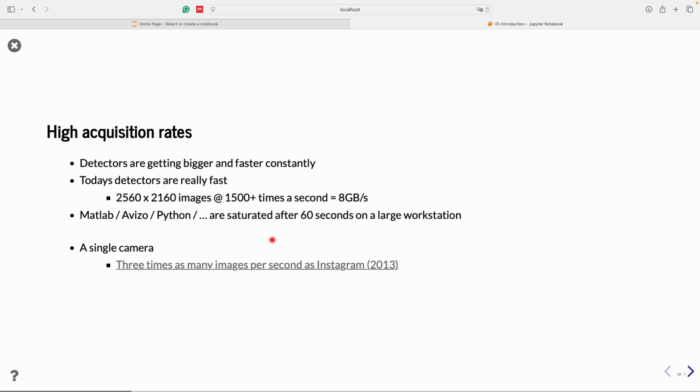And then there's an interesting snapshot. Some camera that produced in 2013 3 times more images per second than was uploaded on Instagram. I don't know what the status is today, but I would expect it has changed a bit. But anyway, at that time, there was a camera that was pretty productive.